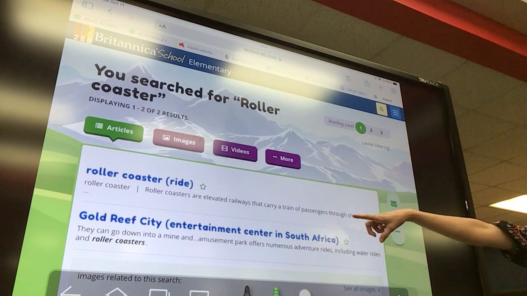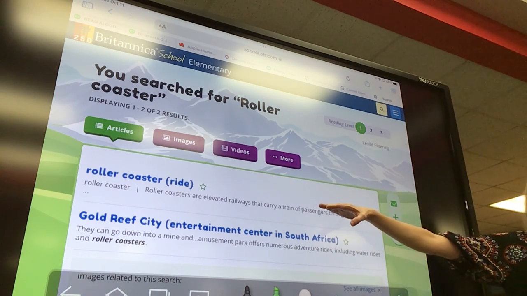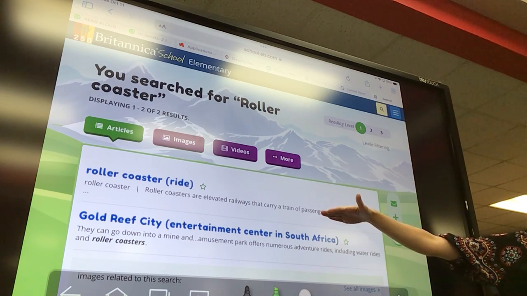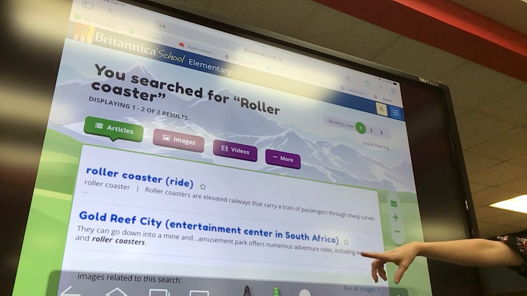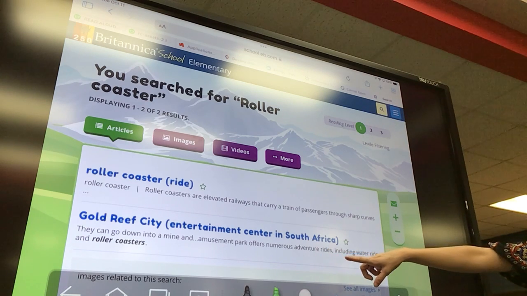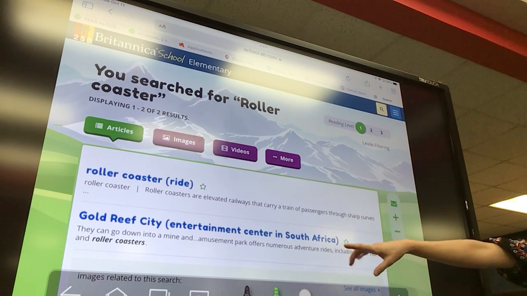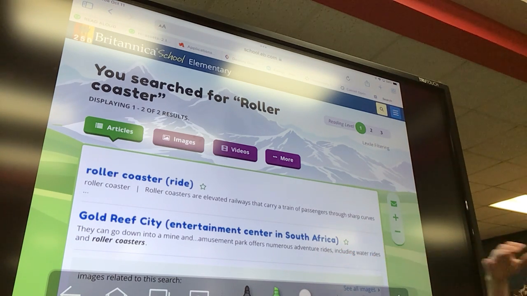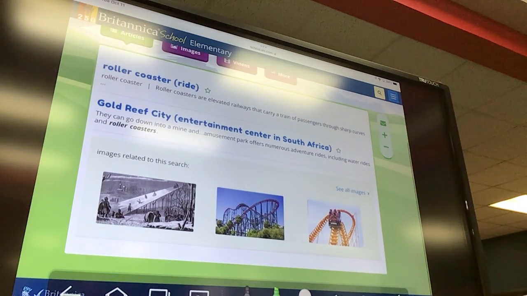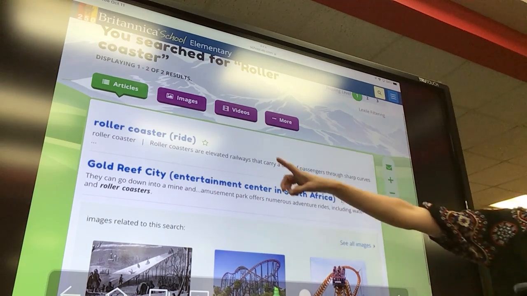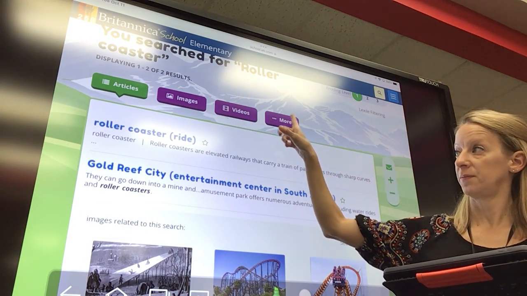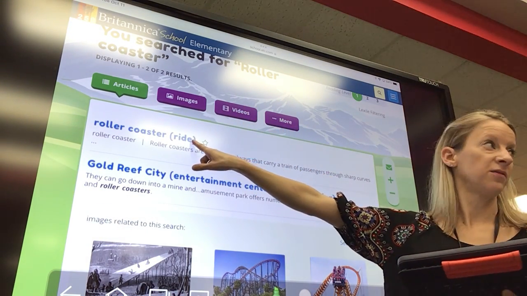Okay, so let's look. Roller coaster ride, is that something we might look at? Yeah. That's on topic, right? Gold Reef City. Amusement park offers numerous adventure rides, including water rides and roller coasters. Looks good, right? So if I keep going, is that all I have? That's all the resources I have. So I can click on images, videos, and more. So what we're gonna do is we're gonna click on this very first one.